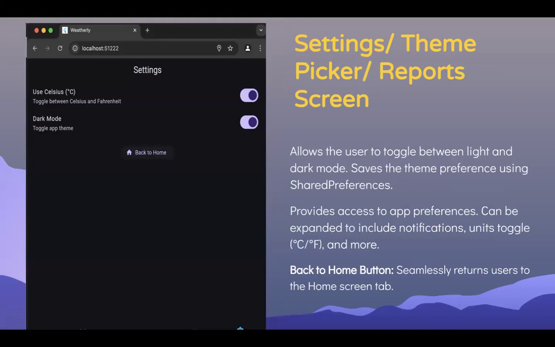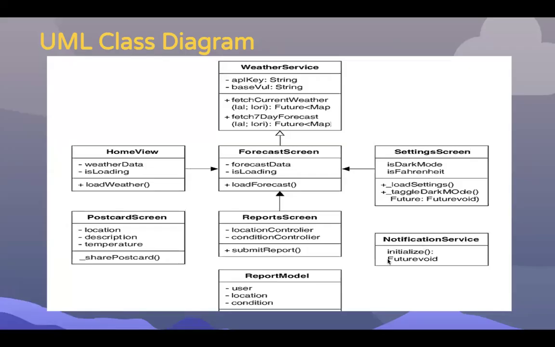Then next we have the settings and the theme picker. So for the settings screen, it's pretty UI based and very functional. It was created so that users can toggle dark mode and switch temperature units between Celsius and Fahrenheit. The development was done through shared preferences to persist the user's preference even after the app restarts. So yeah.